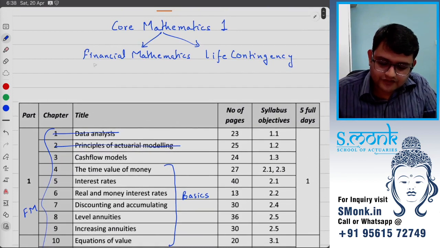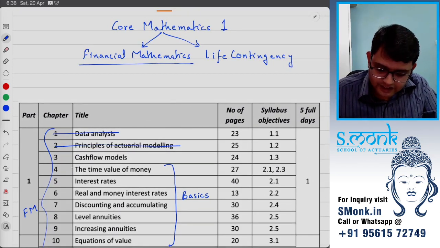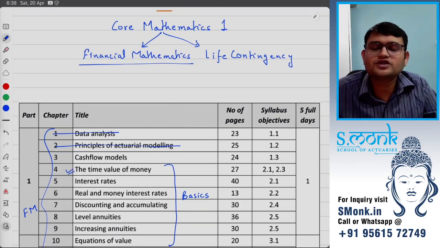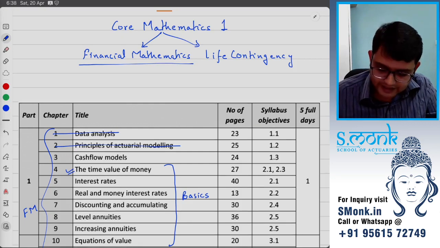So we'll be starting with the financial mathematics, that is chapter 4. We are going to talk about the time value of money.